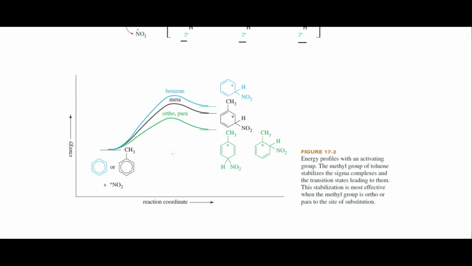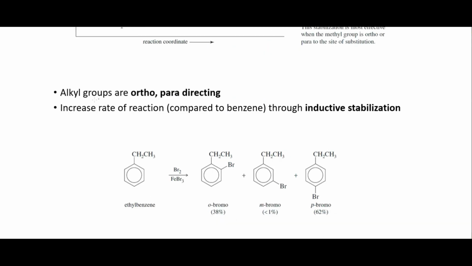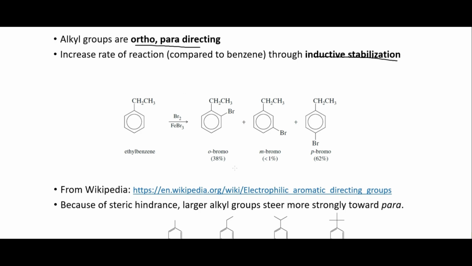If we look at the energy diagram, we see that benzene is higher than the meta, but also the ortho and para. But we see that the transition state of the ortho and para is even more stabilized than the meta. And so we're increasing the rate towards all three positions, but the ortho and para is increased a lot more. And that's why it's going to direct it towards the ortho and para positions. So like I said, alkyl groups are ortho para directing, and they increase the rate of the reaction through inductive stabilization.